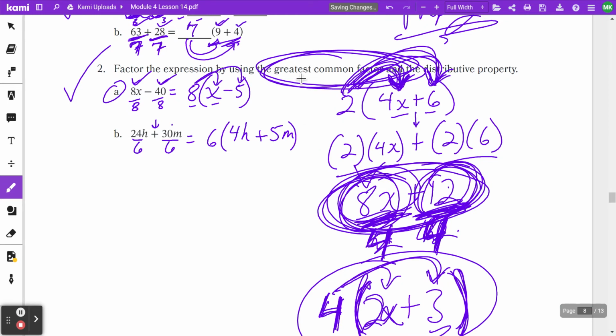Now, just to know, let me show you a little trick here, that you do have the greatest common factor. Just look inside. Say, hey, can I factor out anything else from those two terms? If not, then you actually have the greatest common factor. But let's just redistribute that 6. So 6 times 4h, there's my 24h. 6 times 5, that's 30. 30 times m is 30m, and I am good.